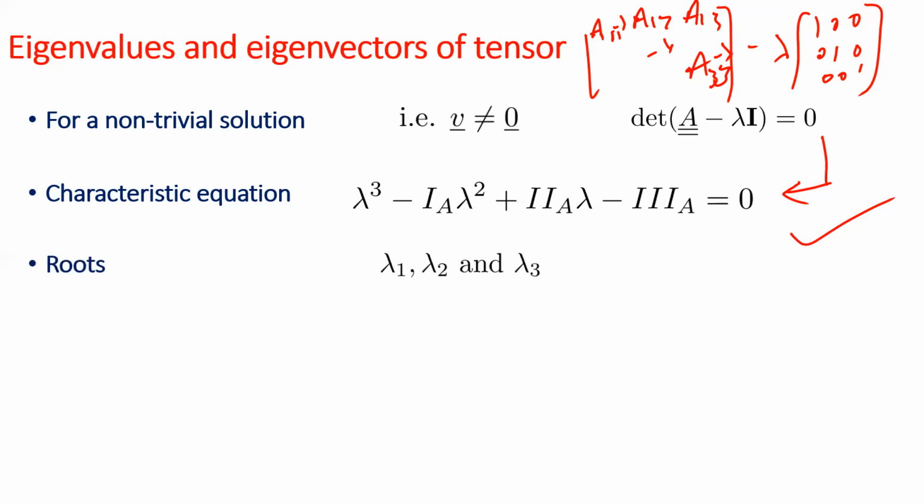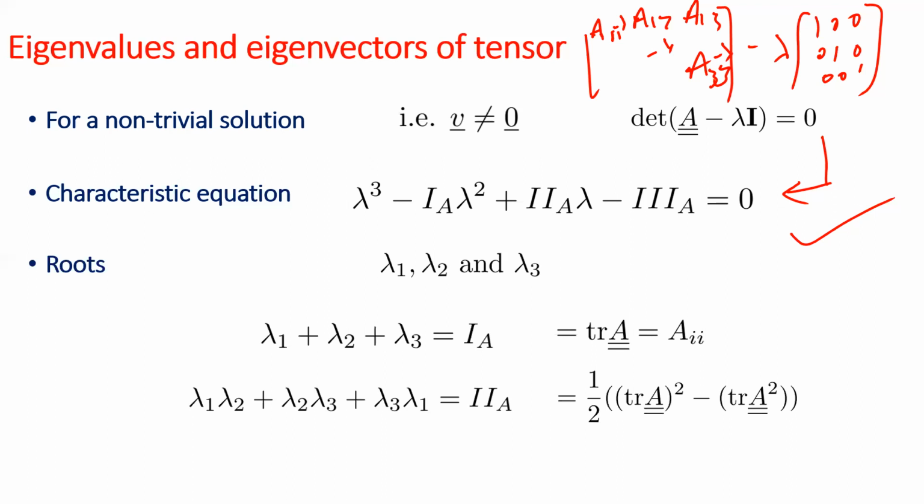Right, so a third order polynomial will have 3 roots, lambda 1, lambda 2, lambda 3, and as I mentioned, the sum is equal to the first invariant, which is the trace. The second one is this. It can also be written as a function of traces. The third one is simply nothing but the determinant. Straightforward mathematics from here to here. Please do it.